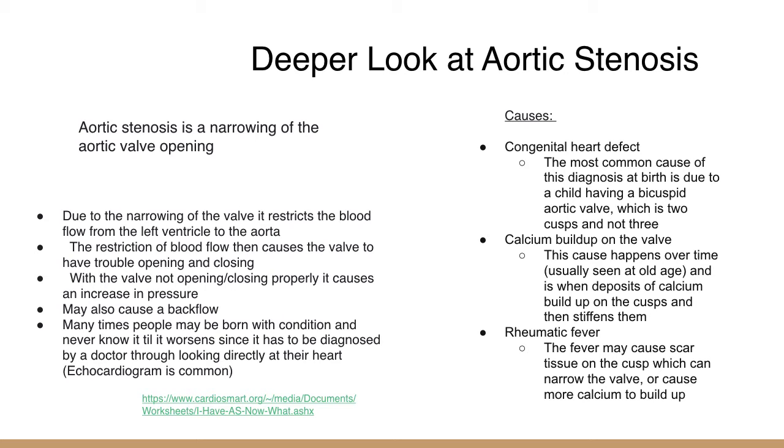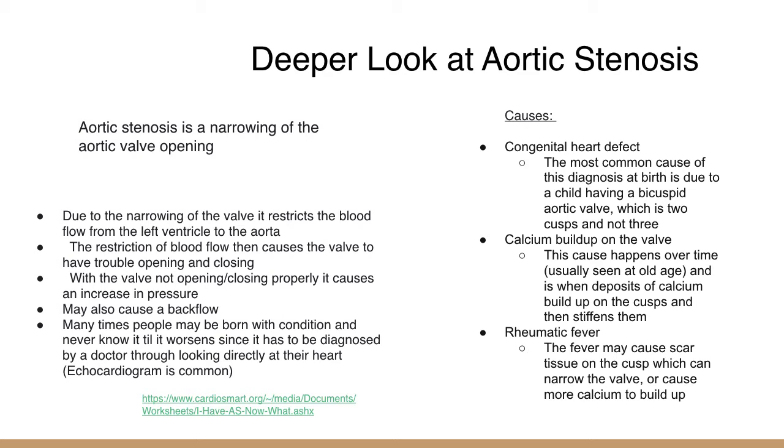Causes of aortic stenosis. The most common is congenital heart defect, which means they were born with the condition. It is diagnosed at birth due to a child having a bicuspid aortic valve, which has two cusps and not three, as is the norm with most humans. Another cause is calcium buildup on the valve. This happens over time, usually at old age, when deposits of calcium build up on the cusps and stiffen them.